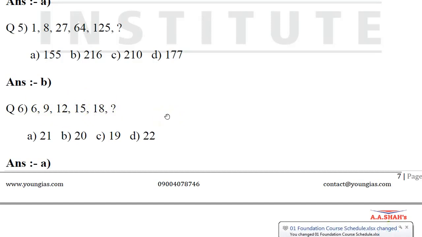So now if you observe here, 6 and 9. What is the connection between 6 and 9? 6 plus 3, the answer is 9. Same way, if you do 9 plus 3, the answer is 12. 12 plus 3, the answer is 15. 15 plus 3, the answer is 18. And 18 plus 3, the answer is 21. That's why A option 21 is the correct answer here.